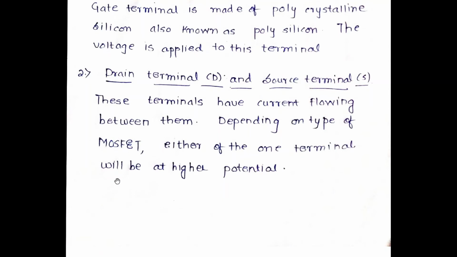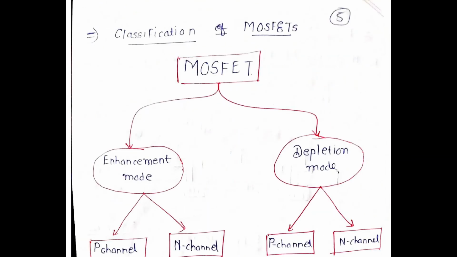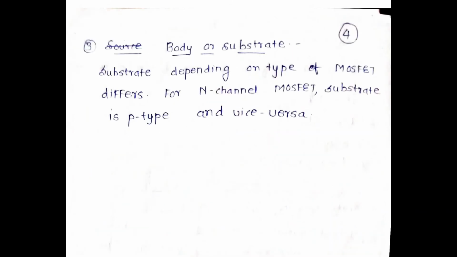Now, depending upon the type of MOSFET, the higher potential terminal may vary. For example, when we learn about the N type of MOSFET, the drain is at a higher potential than your source. In a P-channel MOSFET, the source is at a higher potential than your drain. So some simple concepts, just understand what I'm trying to say right now. When we do the diagrams and the numericals, you'll understand better.